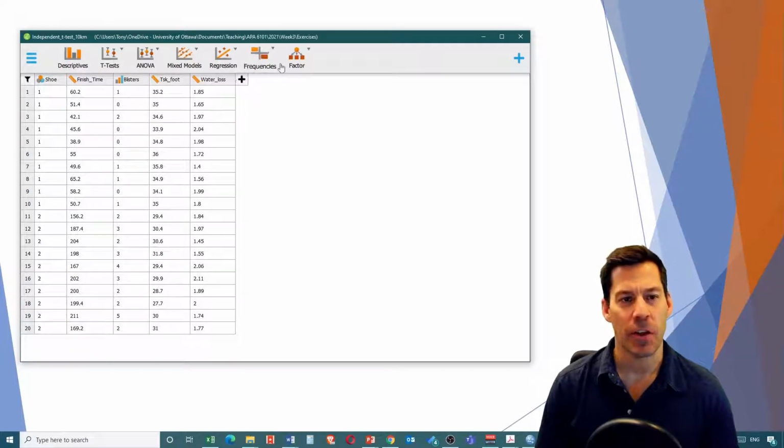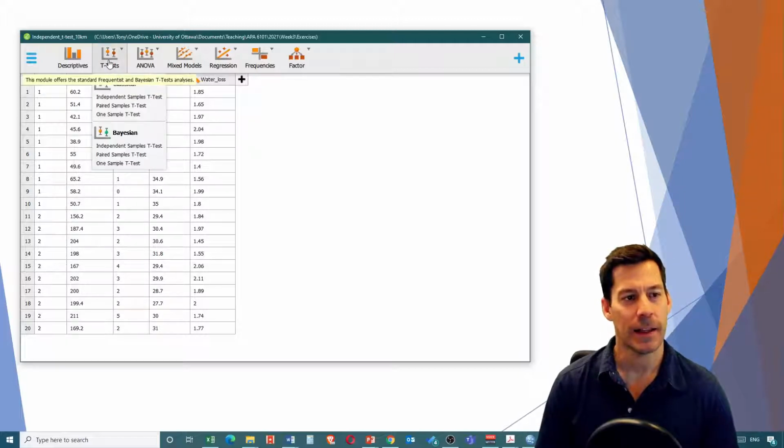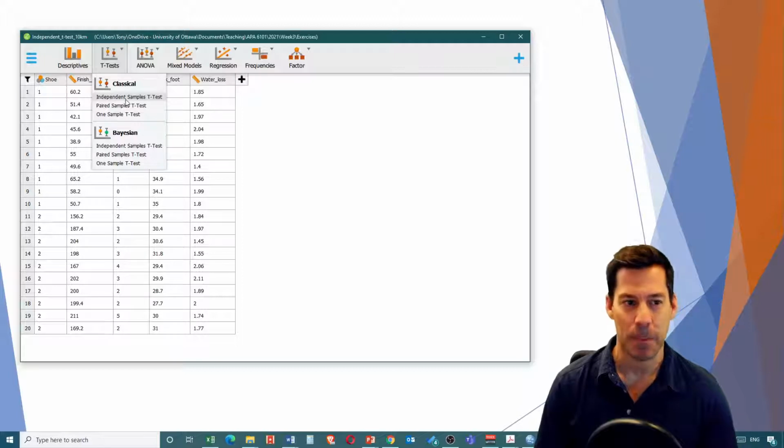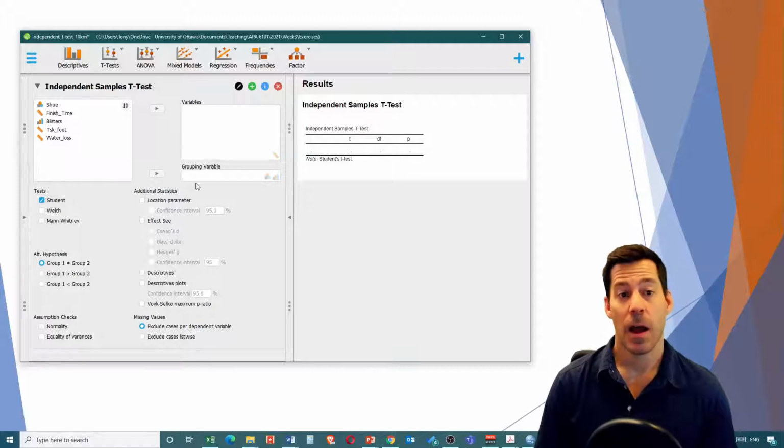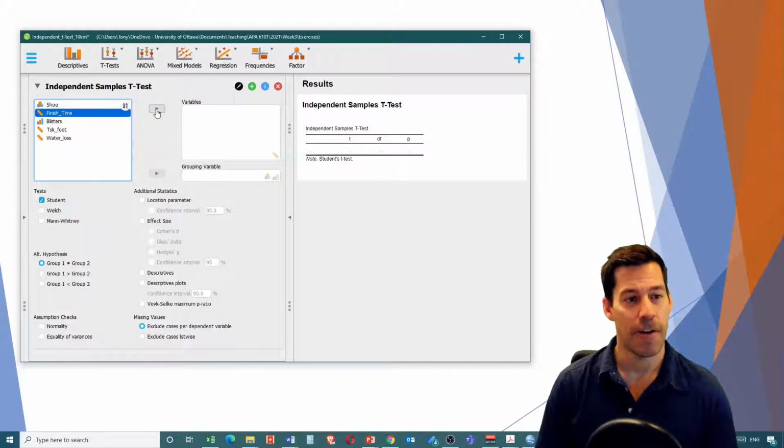We see our options along the top here, and what we see is one of those is t-tests. So I'm going to click on that, and we can see I've got classical or Bayesian, but we're not going to worry about that right now. We'll just look at classical. And we've got the options of independent, paired, or one sample. And we want independent samples t-test. So we'll click on that. So now what we see is we need to put in a variable and a grouping variable. So this is very similar to SPSS. So let's look at finish time as our variable. And let's put in shoe as our grouping variable.